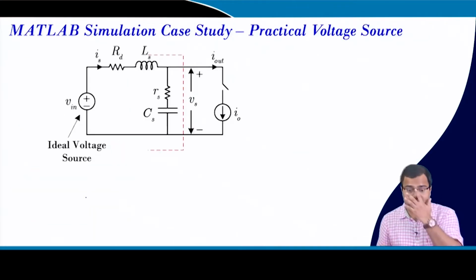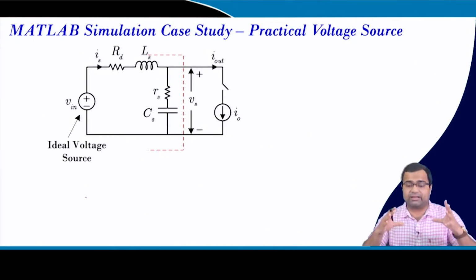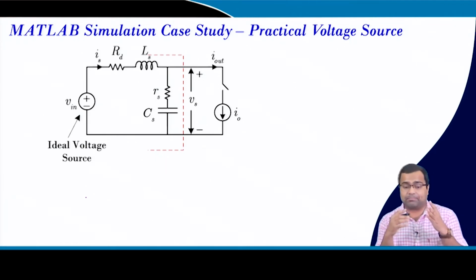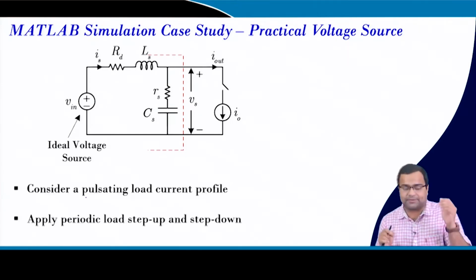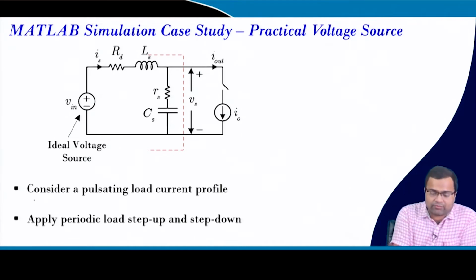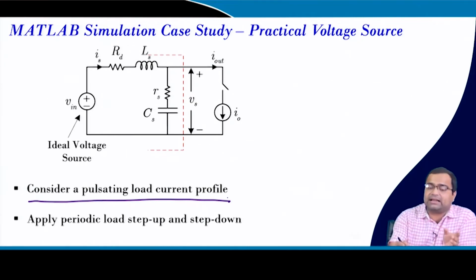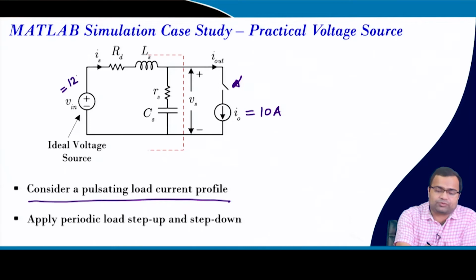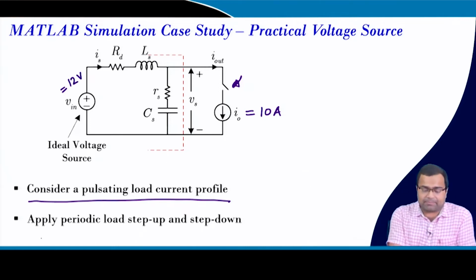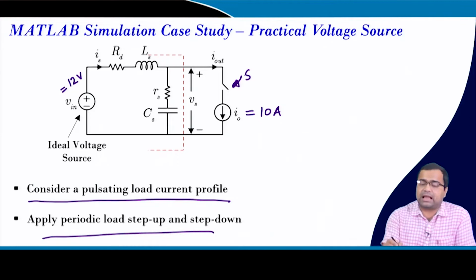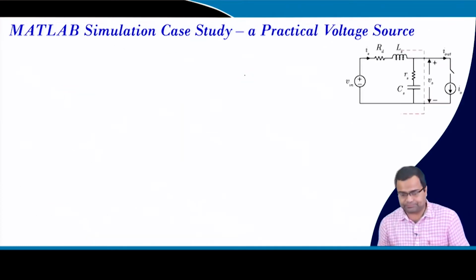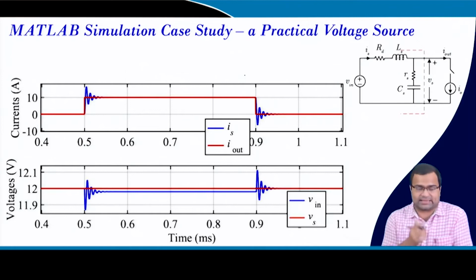Now, I want to show a simulation case study, because we started at the very beginning with the question: if we draw a pulsating current from the source, how does the source voltage waveform look? Okay. So, I want to consider a pulsating load current profile. That means periodically I am connecting and disconnecting this switch, so that I am taking a 10 ampere current, and I take this as a 12 volt source. Okay. And then I am turning this switch on and off in a periodic fashion. Okay. So, this is the simulation case study.